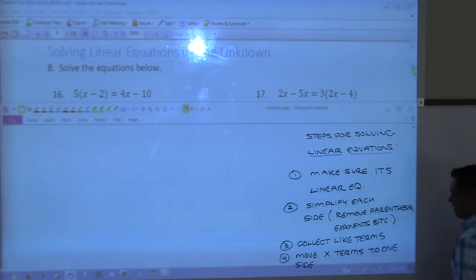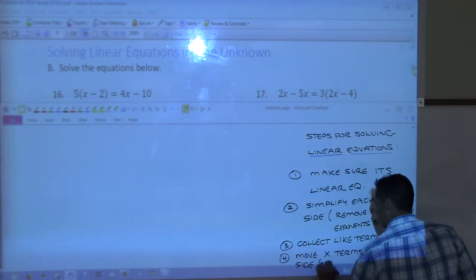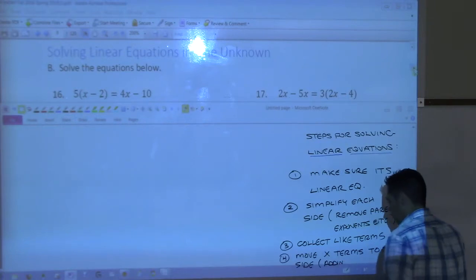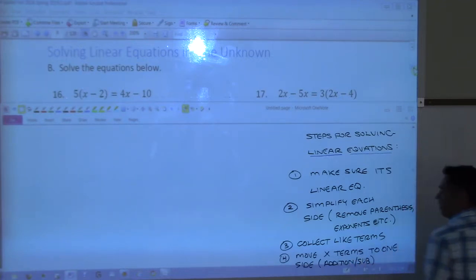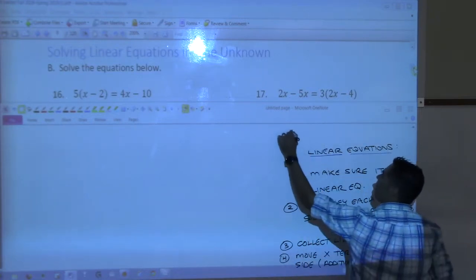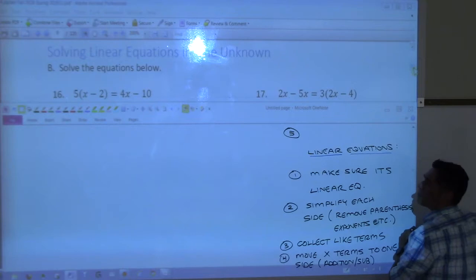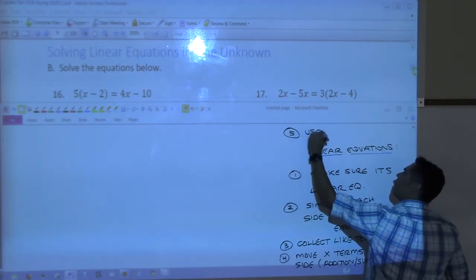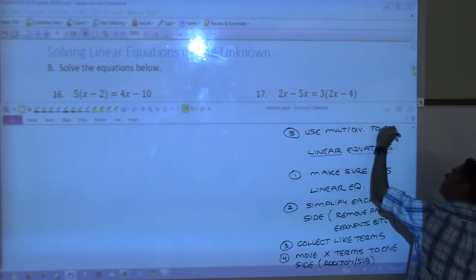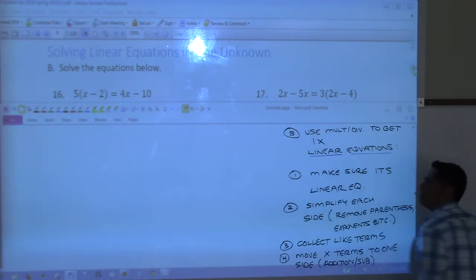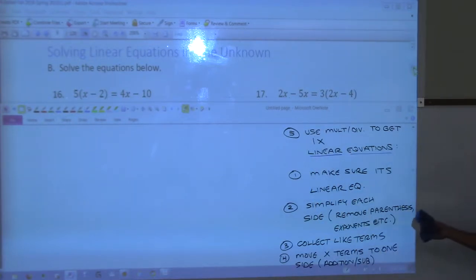All right, so I should have just said isolate the x term. Same thing. Move the x term to one side. And when we do this, we are going to be using addition and subtraction to do that. And then my fifth step, sorry, I'm going to go off the camera here, but I'll just put it up here. The fifth step will be to use multiplication or division to get 1x. So these are the steps. When we move through the example, you'll see it come to light, all right?